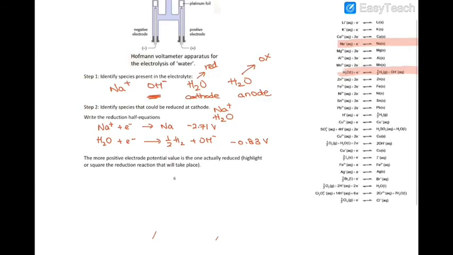And we'll find the reduction reaction for H2O, which is this one we've already determined before. Now from these two equations, let's find which one is going to get discharged. So the one that is more positive will get discharged. The one closest to 0 is this one. So this one is going to get discharged. This is the more positive value.